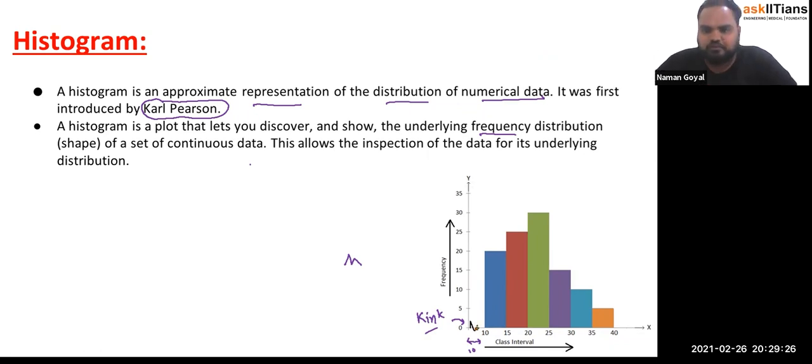See, this is the midpoint we have to take. We have to take this midpoint, this midpoint, this midpoint, this and this. So if I join these midpoints, then we get a polygon graph easily. Got it? So that's why it's given as a frequency distribution, right? We can easily draw this.